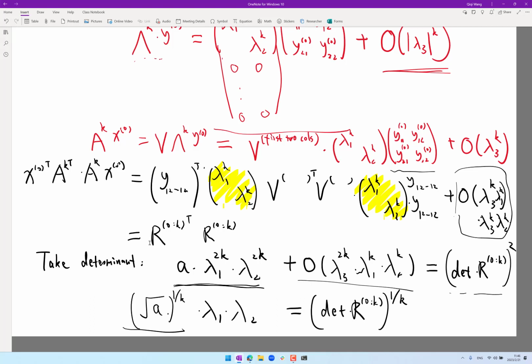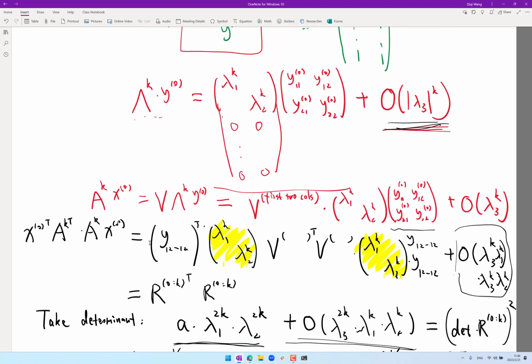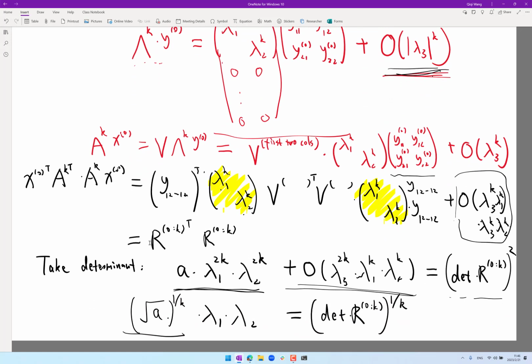And there is also an error term caused by this big O notation, which I think we didn't do carefully enough. We should have represented it more carefully. So this is correct, but when we are multiplying this matrix with the transpose of itself, we actually need to keep track of which entry in this O of lambda 3 to the kth power is multiplied by lambda 1 to the kth power, and which entry gets multiplied with lambda 2 to the kth power when we are taking the determinant. So we should actually get that the corrupting term in the determinant is proportional to this.